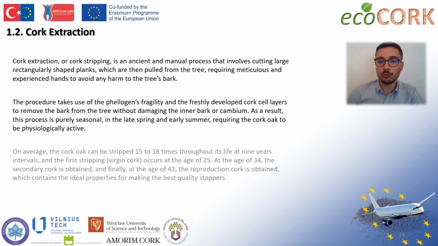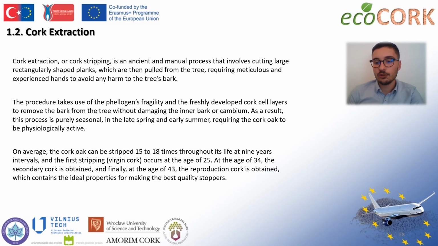The cork oak can be stripped 15 to 18 times over the course of its life, about every 9 years. The first time, when the cork is still virgin, is when the tree is 25 years old. At the age of 34, they get the secondary cork, and at the age of 43, they get a reproduction cork, which has the best qualities for making the best stoppers.